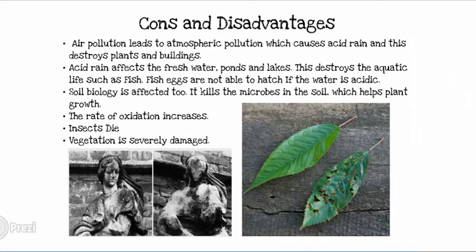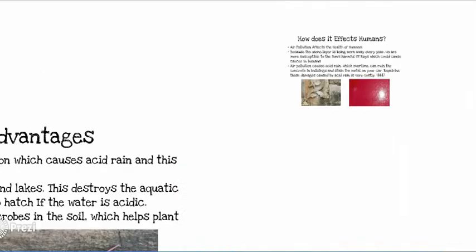Cons and disadvantages. Air pollution leads to atmospheric pollution, which causes acid rain, and this destroys plants and buildings. The acid rain also affects freshwater ponds and lakes. The acid rain destroys aquatic life. Fish eggs are not able to hatch if the water is very acidic due to the acid rain. Soil biology is affected too because the acid rain kills the microbes in the soil, so the plants can't grow because they don't have the microbes that they need.